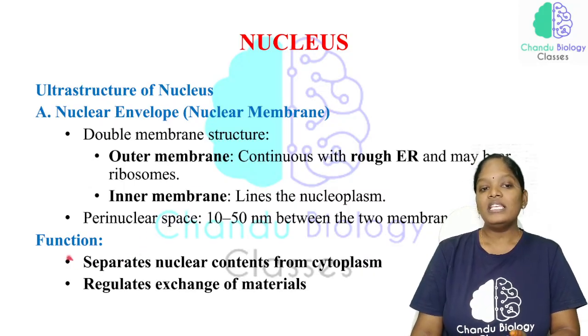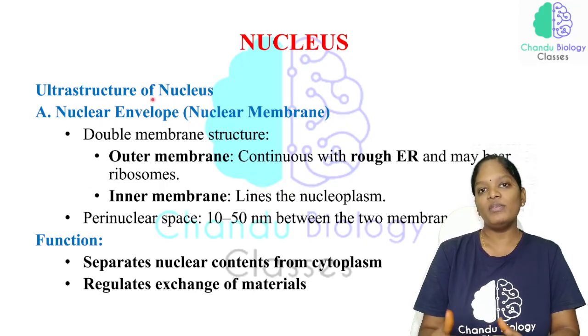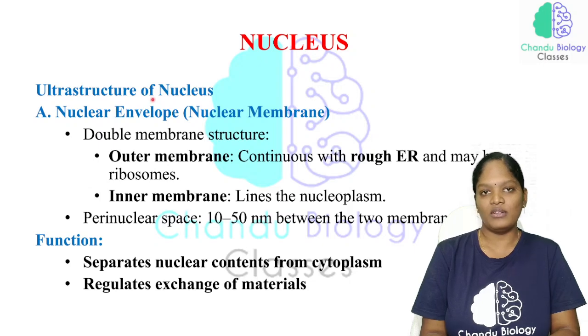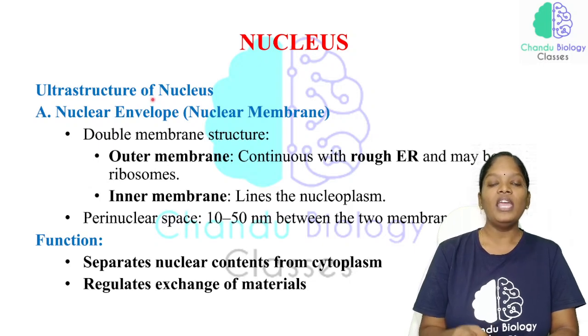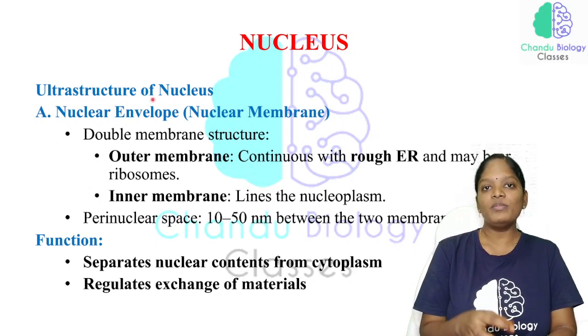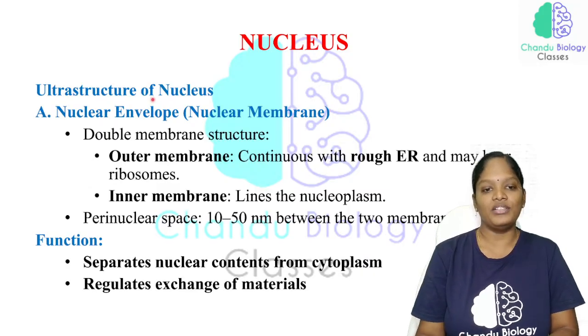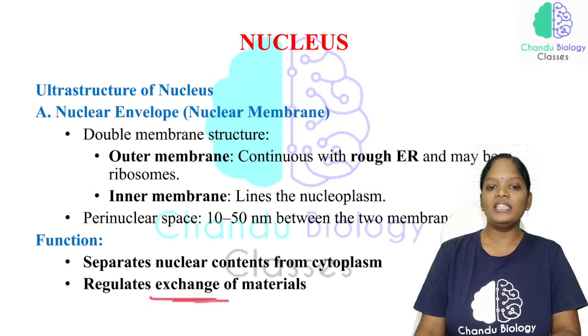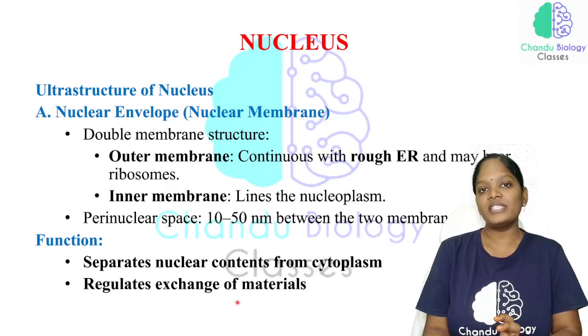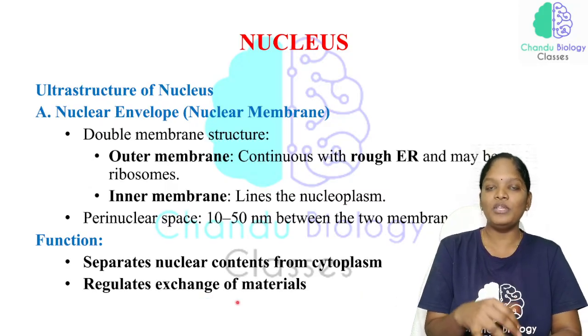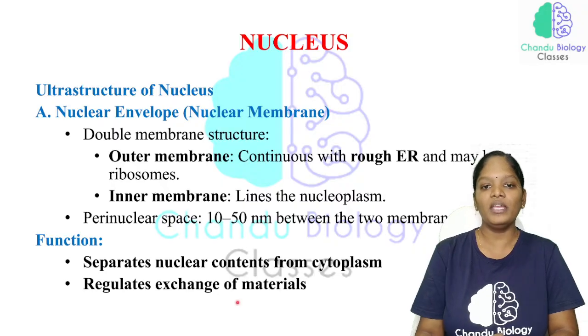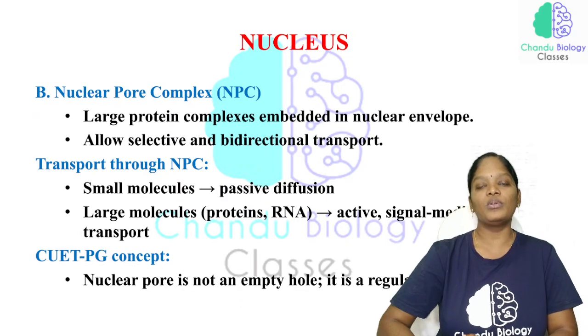See here, the function of the nuclear envelope. Why does the genetic material have to be covered by a nucleus, and why is it necessary? All the nuclear contents have to be separated from the cytoplasmic contents, so it acts as a separation. It regulates the exchange of materials from the cytoplasm to the nucleoplasm, and from the nucleoplasm to the cytoplasm. So this is the function of the nuclear envelope.